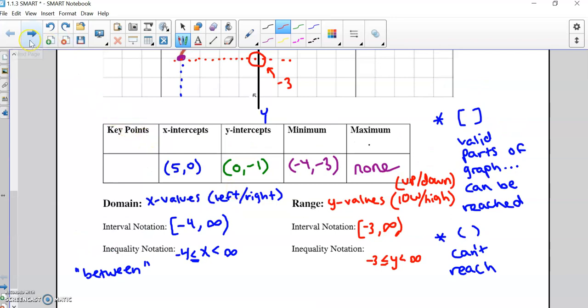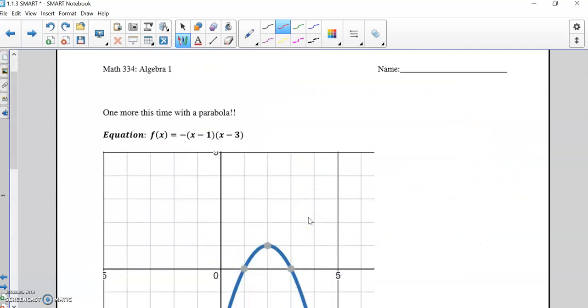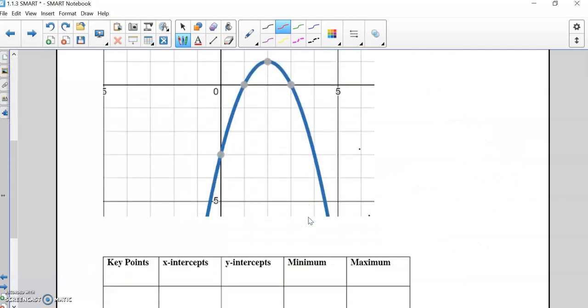We're going to go ahead and do one more graph. It's going to be a parabola this time. So now the key points for the parabola are x-intercepts. Remember, those are points on the x-axis. So that's these guys right over here. Sometimes there's 1, sometimes there's 2. It all just depends. So that's at 1, 0, this one right over there. And this one is at 3, 0.